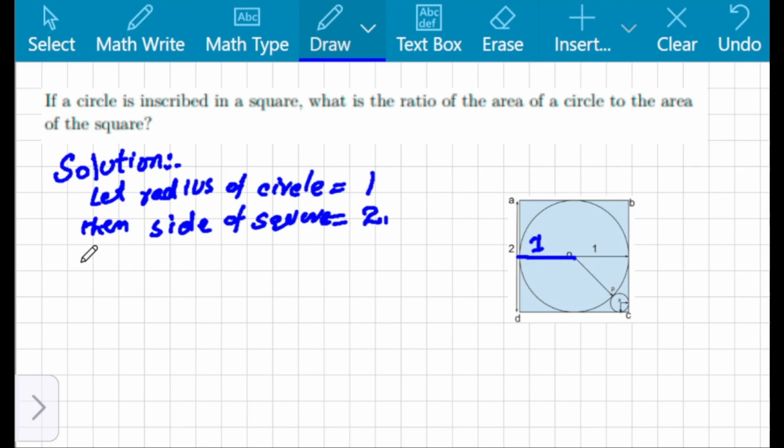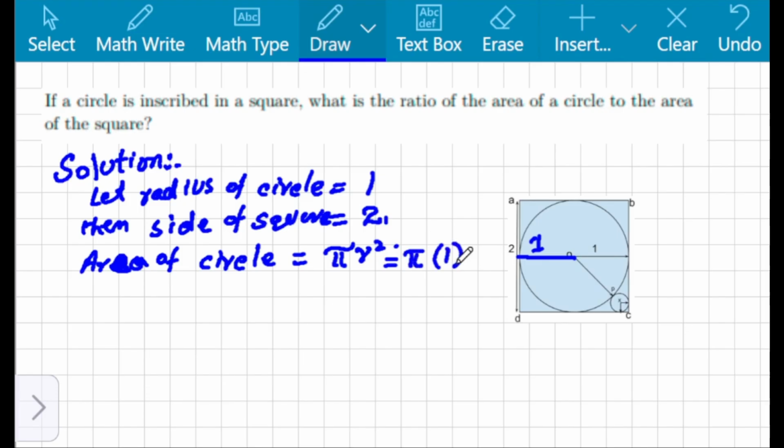So for the area of the circle, we will write: area of circle equals, because the formula to find the area of a circle is pi r squared, we will write here the value pi the same, and in place of r we will put 1, because the radius of the circle is 1. So 1 squared is 1, and multiplied by pi is pi. So the area of the circle is pi.